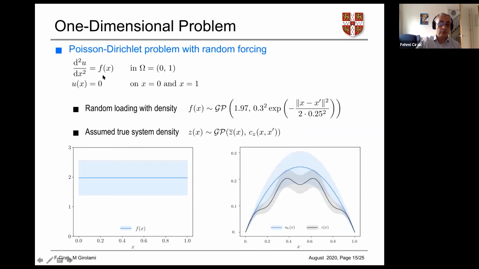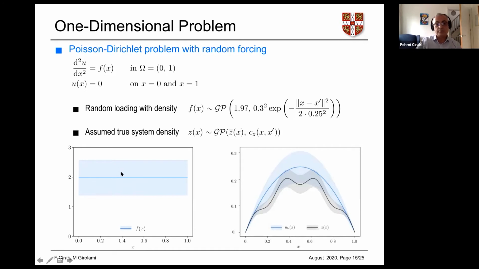Only the loading is random, F is random. And this is given a random distribution, a Gaussian process with a mean of 1.97 and 0.3 as the variance. And then we have this 0.25, essentially a length scale parameter. So if we plot that, this is F over the domain. So we have its mean and we have its 95% confidence region.